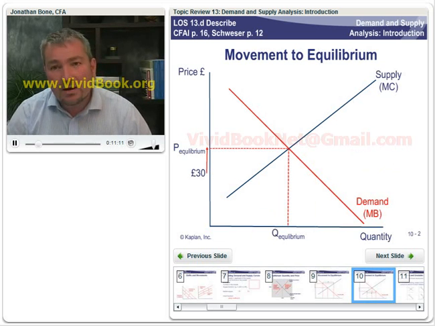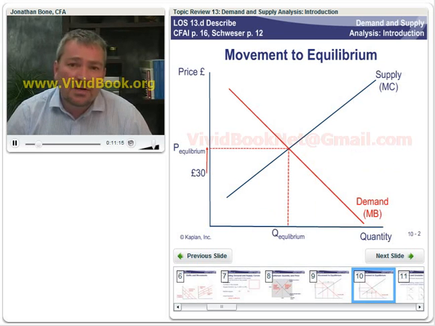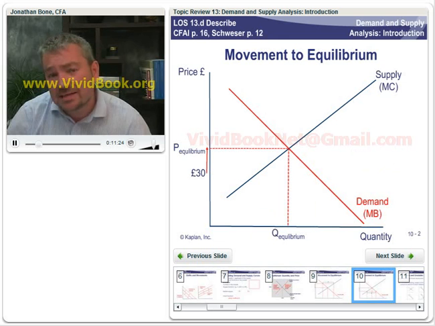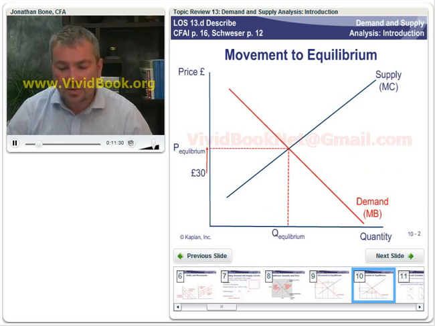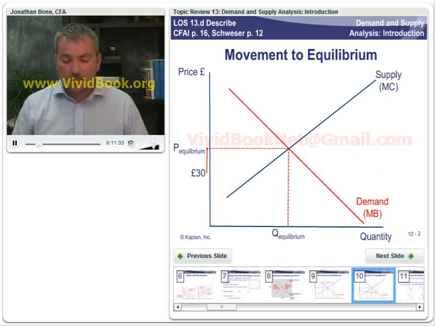So we are going to argue, in an efficient market with no impediments, the market should automatically gravitate to its equilibrium level with an equilibrium price and an equilibrium quantity. And that's going to be efficient because at equilibrium we maximize the total of consumer and producer surplus. And we'll talk more about those terms in just a second.